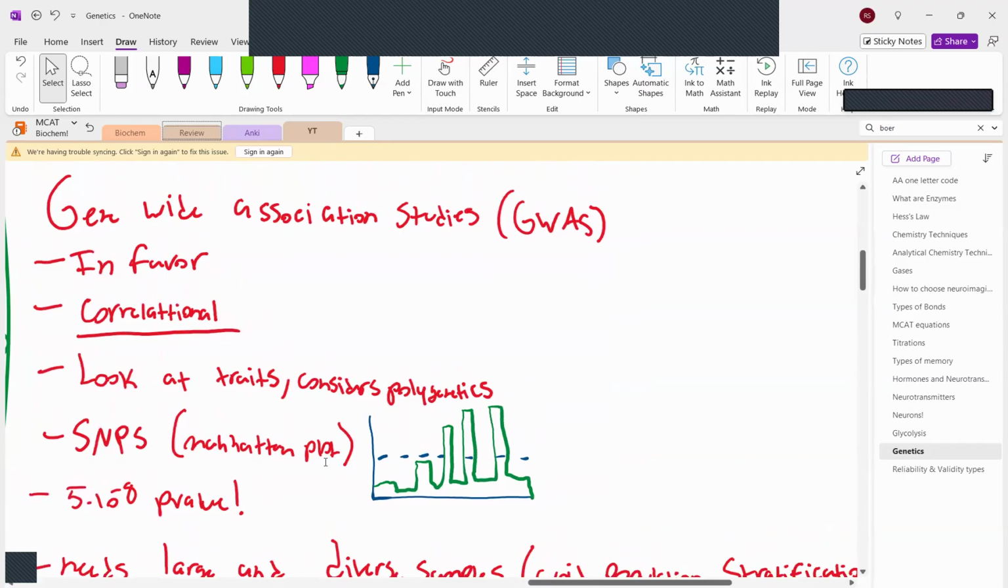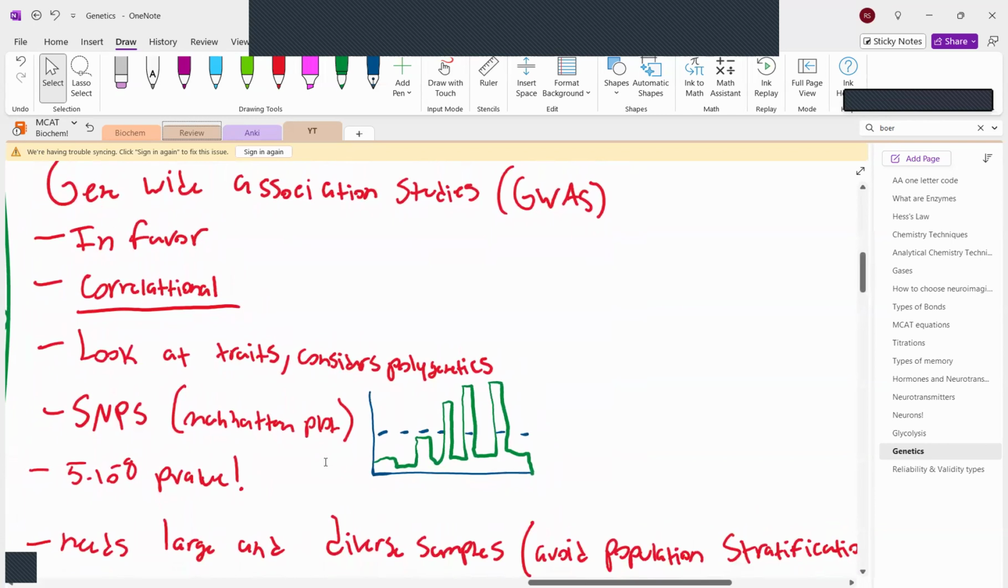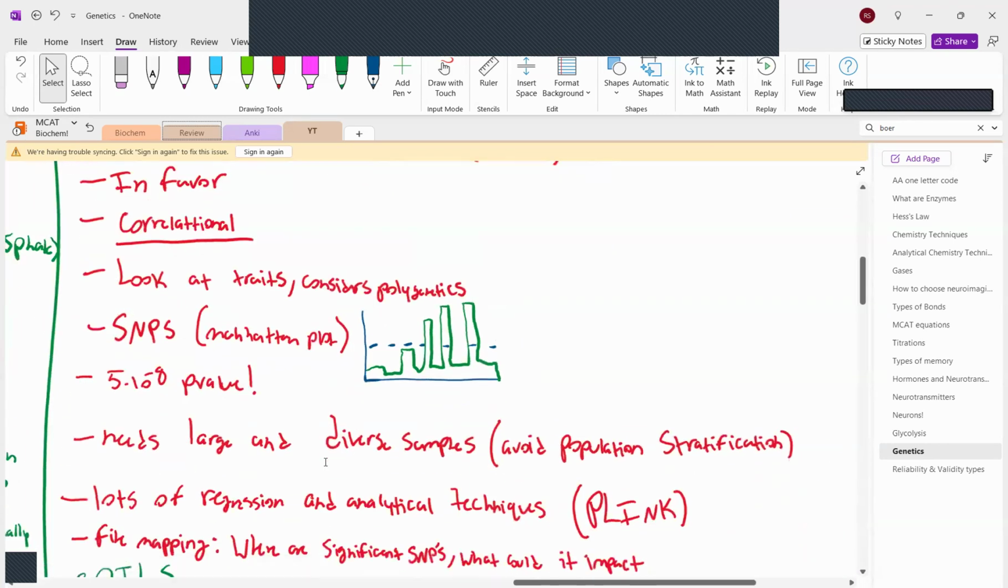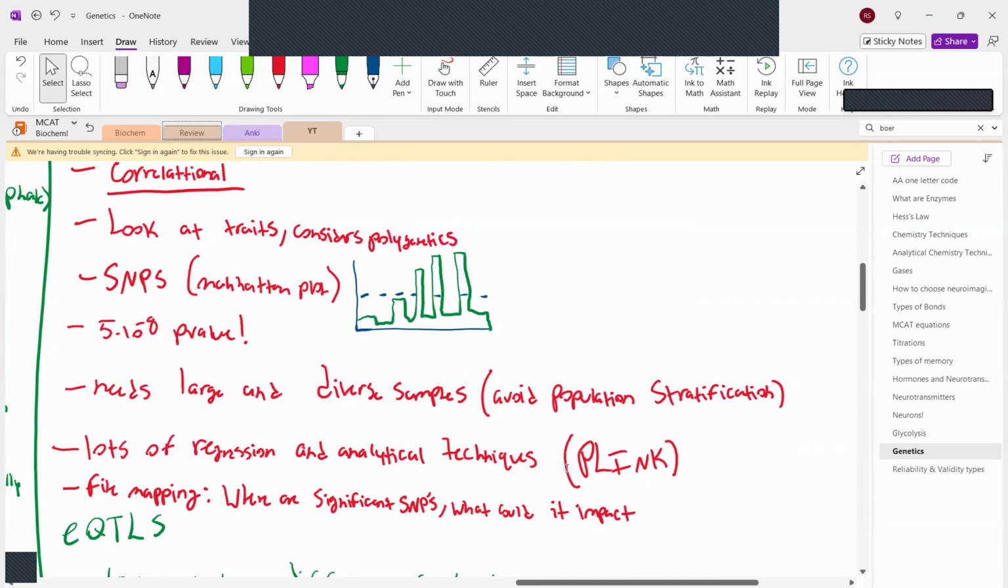But this also means, because you have 5 times 10 to the negative 8, you need to be looking at a ton of SNPs and you need to have a lot of people, like 50,000 people. Most of these studies are like 50,000 people. You also need to have a large and diverse sample. So you need to avoid population stratification, which accounts for different regions of the world having different allele frequencies. There are also different variant types that are more common in different parts of the world than in others.